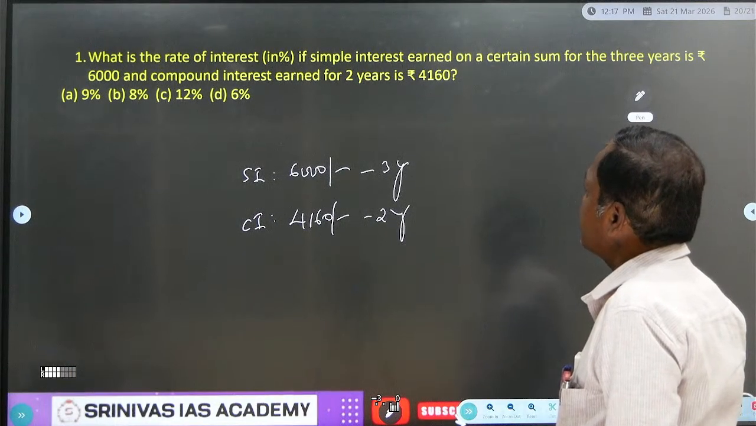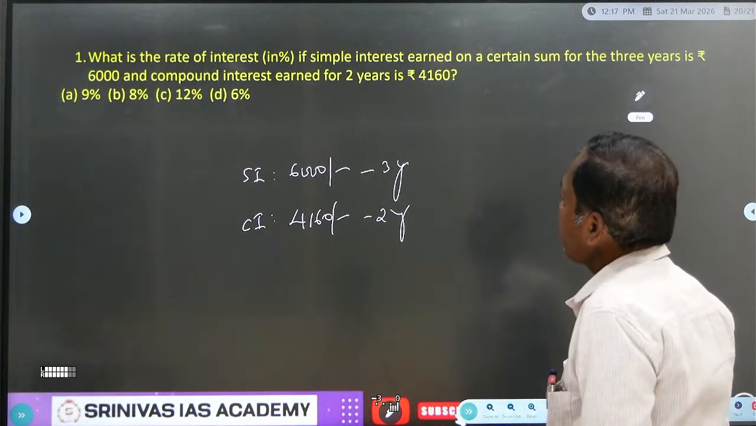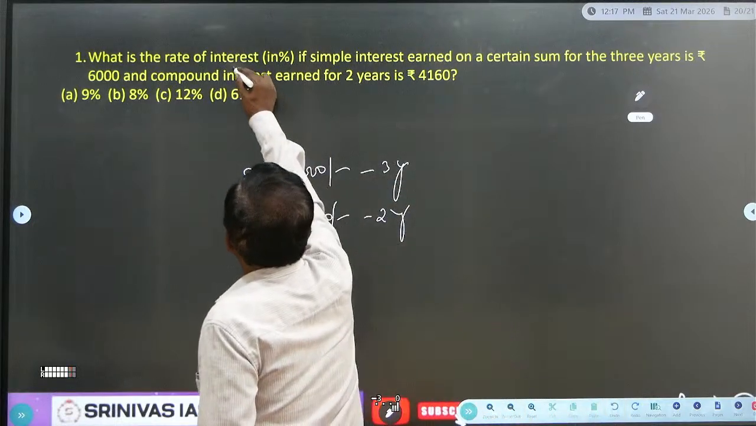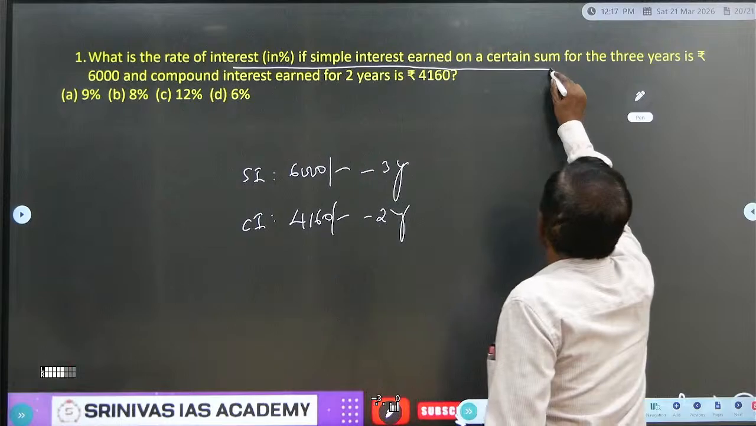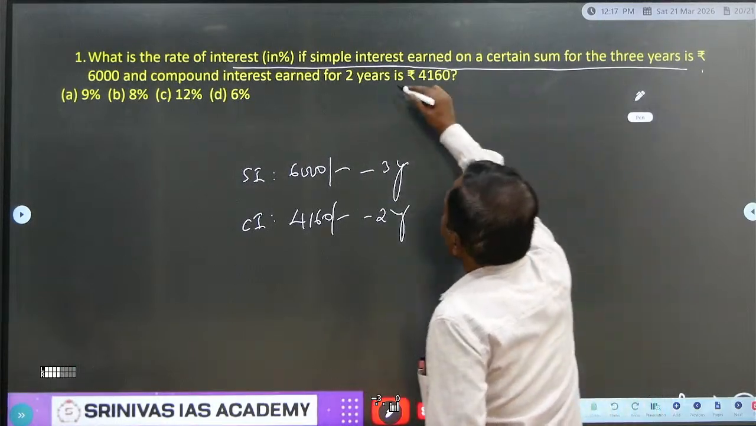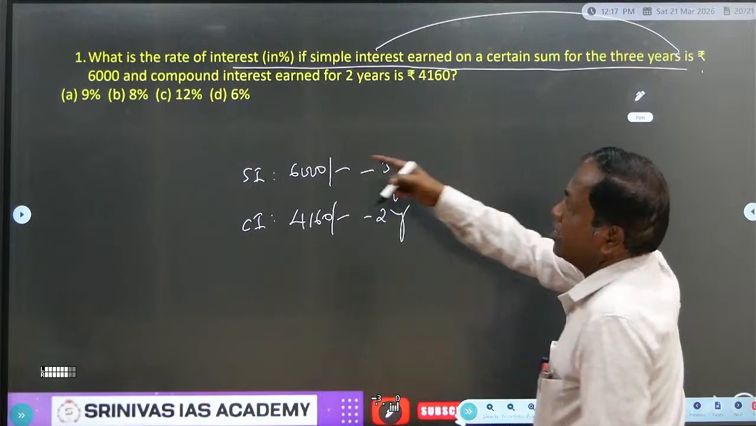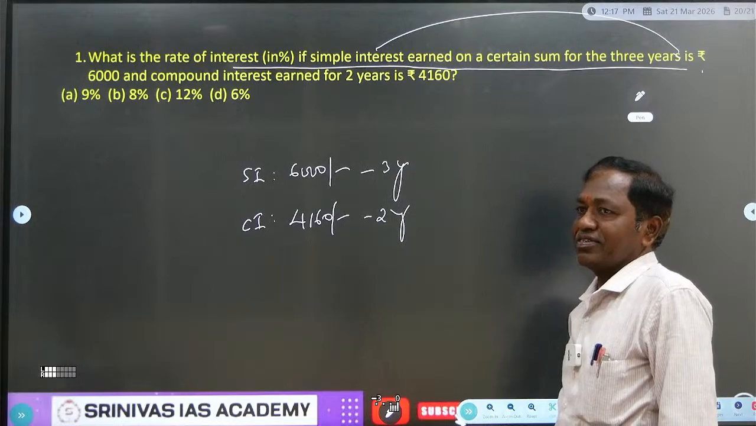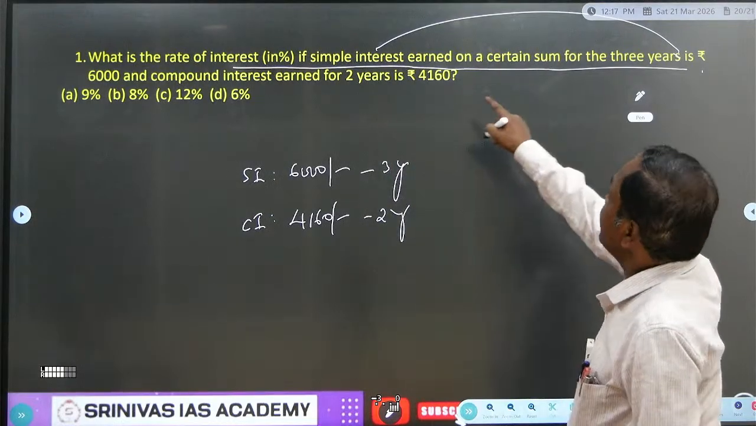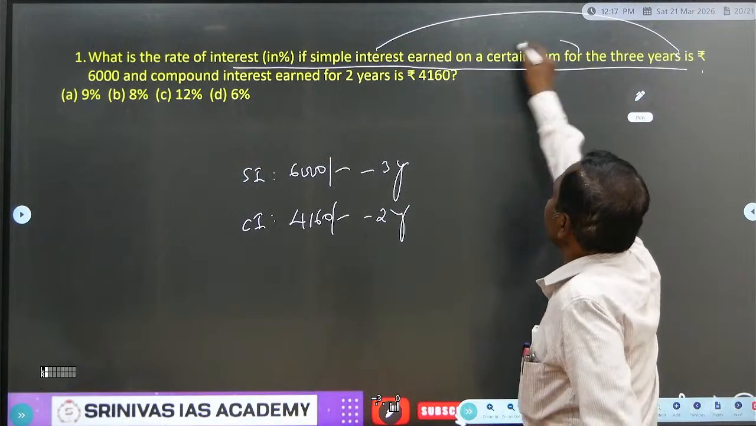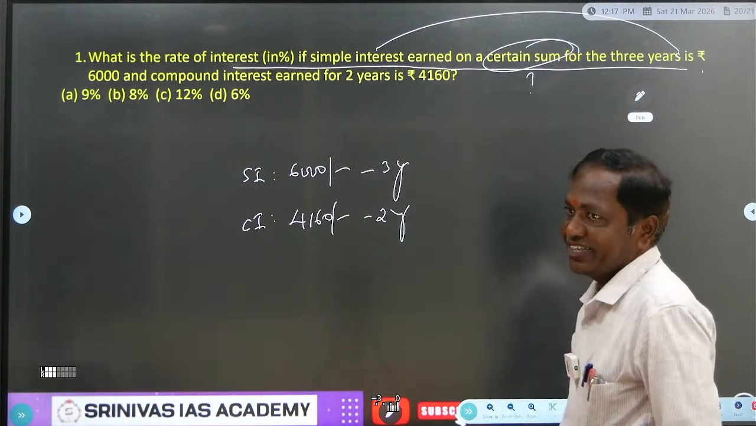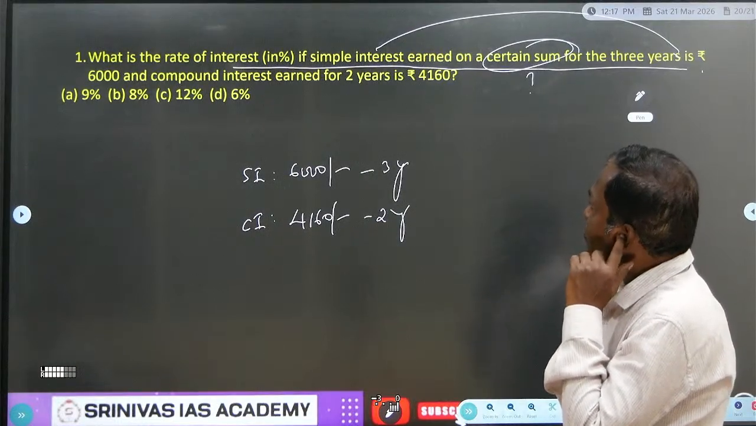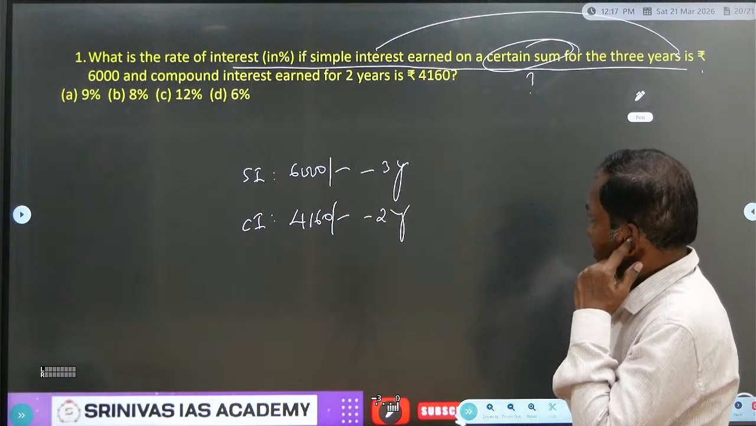Interest earned for 2 years is rupees 4160. 6,000 is amount, sir. No, that's not the amount. See, the simple interest earned on a certain sum, which is not known, for 3 years is rupees 6000. SI is 6000. The same sum's compound interest for 2 years is rupees 4160. Yes.